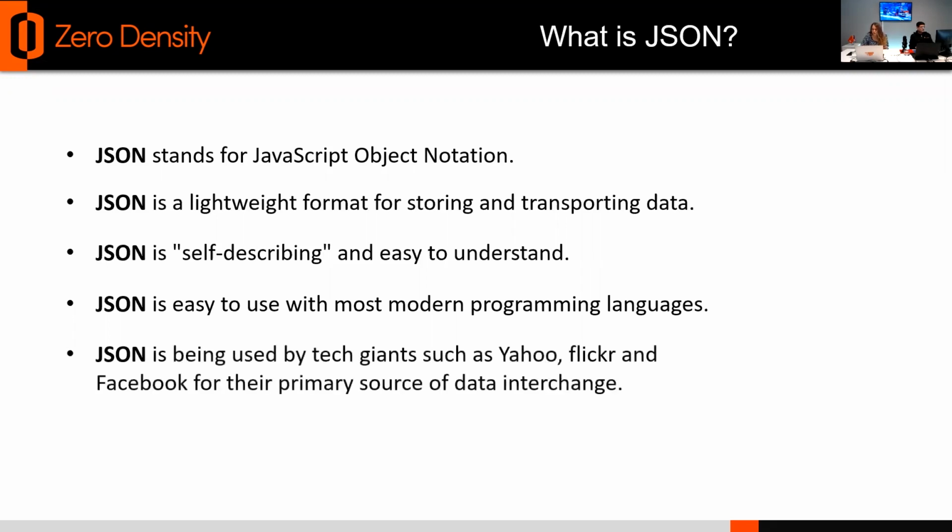JSON is being used by the tech giants. Just for your information, most of the tech giants out there, Yahoo, Flickr, Facebook, and many more, are using JSON as their primary source of data interchange.